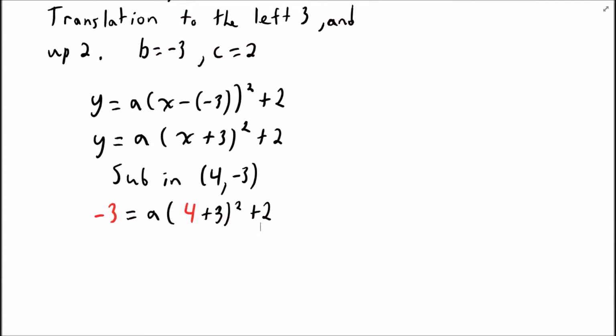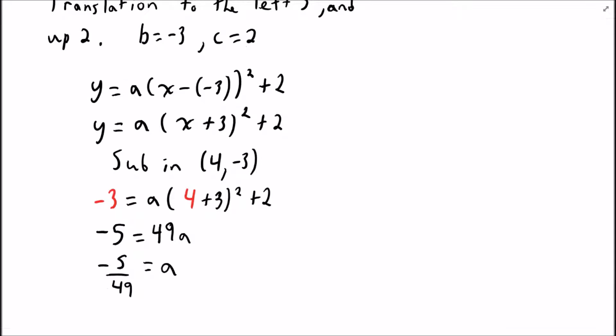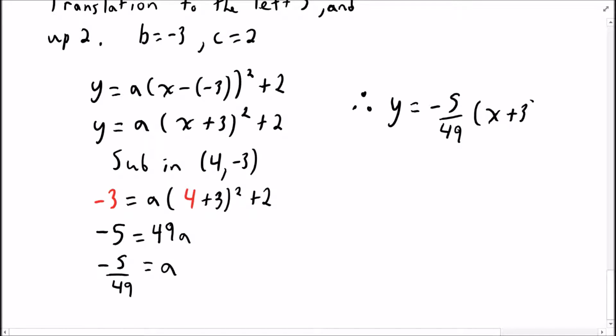So I'll move that 2 to the other side, minusing it, so that becomes -5 equals, and 4 plus 3 is 7, and 7 squared is 49, so 49a. Divide by 49 to get a by itself, so -5 over 49. And then once again we sub that into our equation, so finally, y equals -5 over 49 bracket x plus 3 bracket squared plus 2.